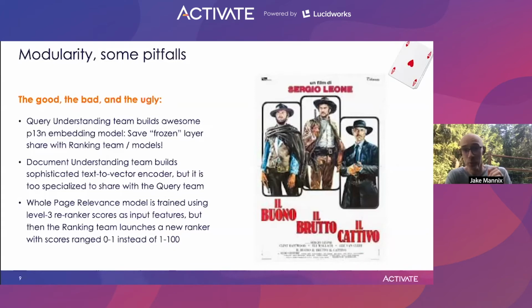And the ugly example, that's a real-world example we've run into at Salesforce. The whole page relevance model gets trained using the level 3 re-ranking scores as input features. But then the ranking team launches a new ranker with scores that now are scaled between 0 and 1 instead of 1 to 100. And the whole page relevance model breaks entirely, unless you carefully recalibrate your models. It gets tricky. There's a lot of problems you can have when it comes to coupling the models together. But if you don't do it, each of them are too underpowered to really drive proper search relevance.